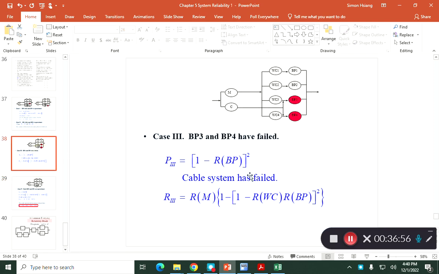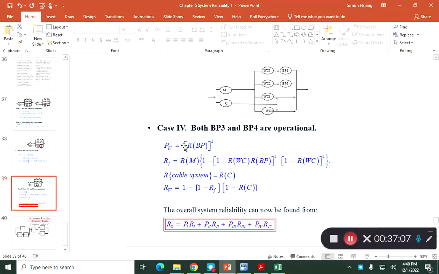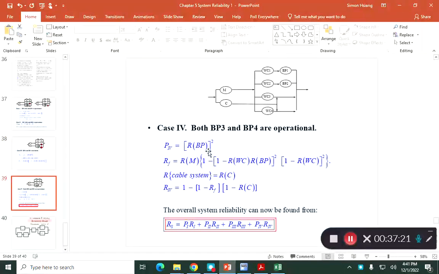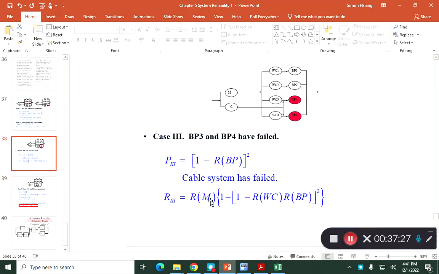sorry, I got it wrong. 3 is both fail. So 1 minus both fail. 4 is both working. So here is both working. So probability here, 1 is 1 minus both fail. Then the whole system, the cable system fail. And here is both working. And then for the rest of the part is the reliability model of that mechanical times how the system works.